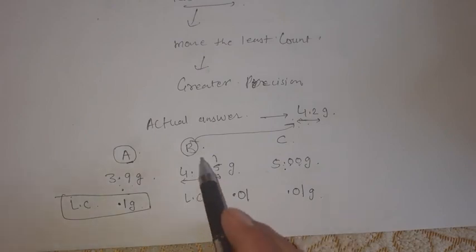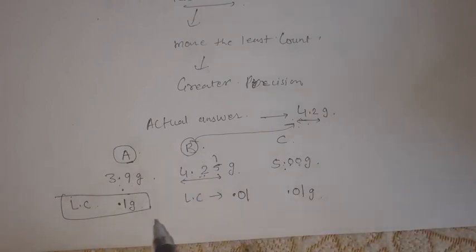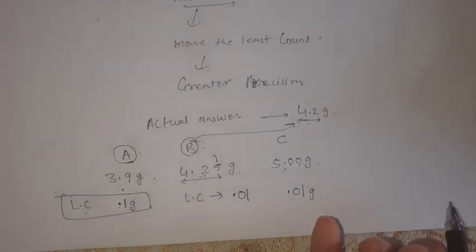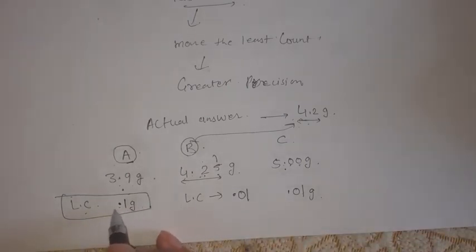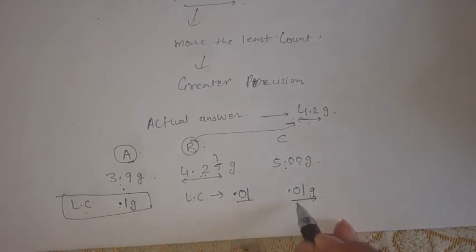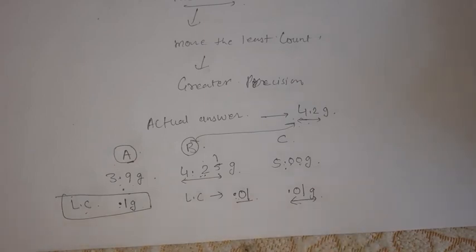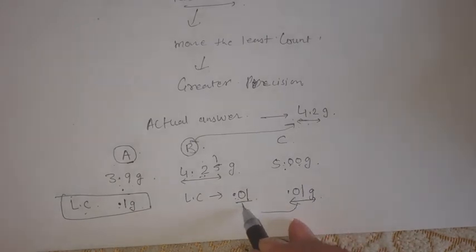And which is more precise? Precise means least count. In the case of the first student, it is only 0.1 gram that he can measure. The least count of this was only 0.1 gram, while the other two had a least count of 0.01, meaning they can measure 2 digits after the decimal point. So these two have the same least count, therefore both of them are more precise. This is the precise value.